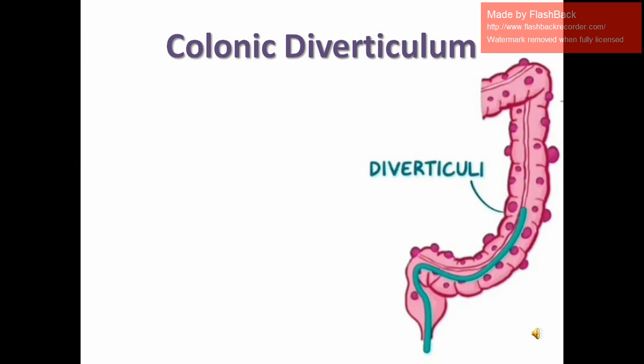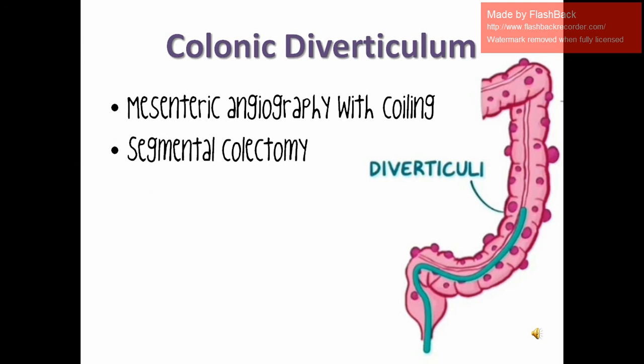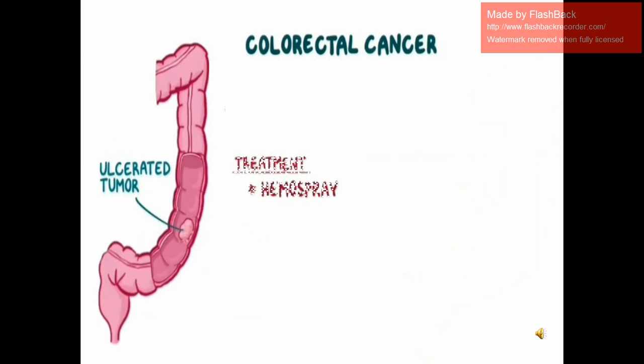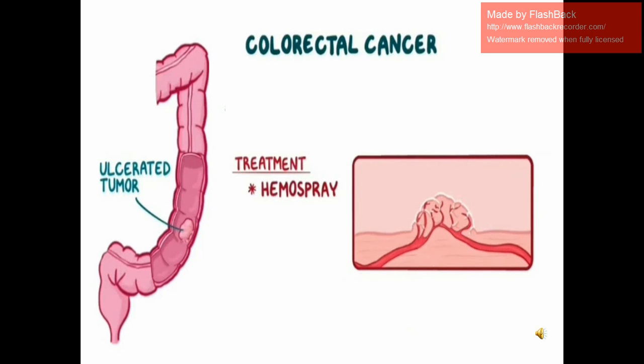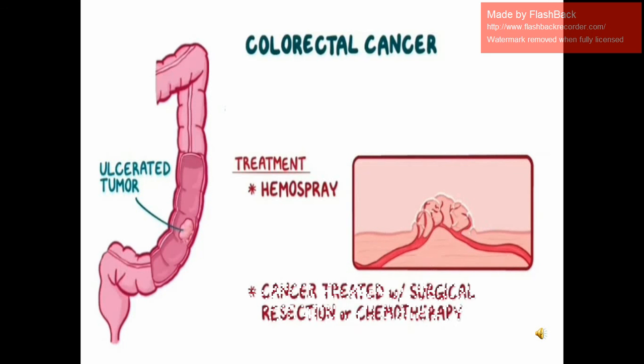Treatment of colonic diverticulum involves mesenteric angiography with coiling and segmental colectomy. Hemospray can be applied during colonoscopy. It is a powder that basically forms a barrier over the vessel wall to stop the bleeding. Eventually, the colorectal cancer itself is treated with the surgical resection of the tumor or chemotherapy.